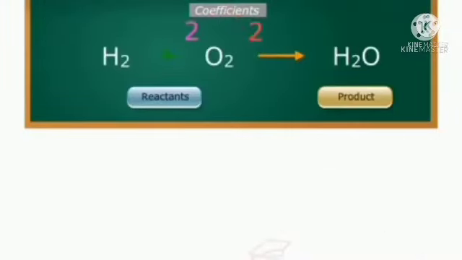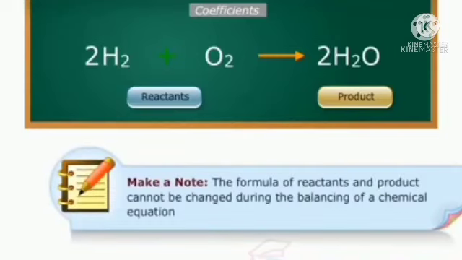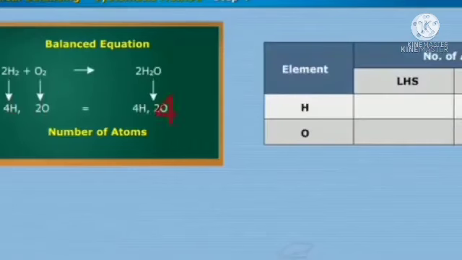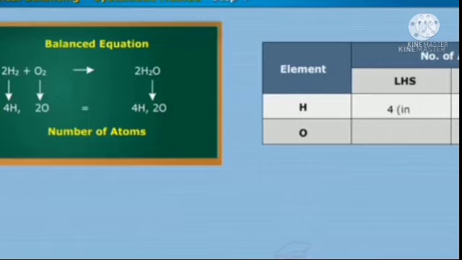Place suitable coefficients before the formula units for comparing and balancing the number of atoms of each element on both sides, reactant side and product side. The formulas of reactants and products cannot be changed during the balancing of a chemical equation. Check for equal number of atoms of an element on both sides of the equation using the table.